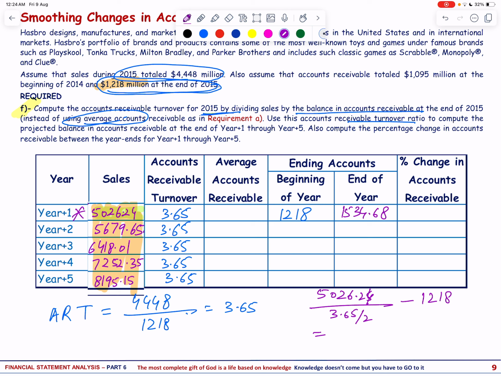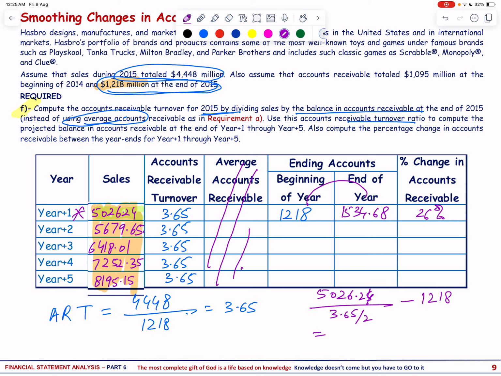Okay, now once we have this, we can now have the average. That is 1534.68 minus 1218, the beginning accounts receivable, divided by 1218 again, the beginning, and this is equal to a change of 26%. And the average is obviously the total of the two divided by 2 again, and we need not make the calculations for the average this time.